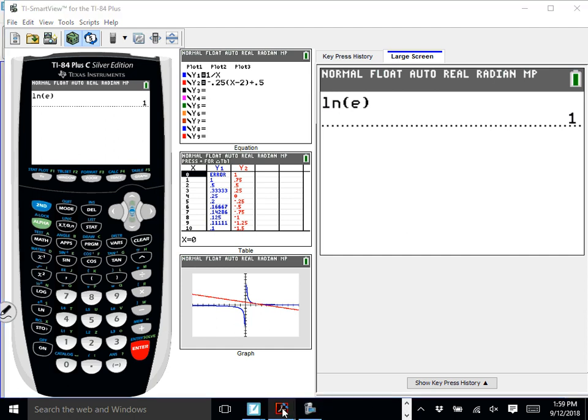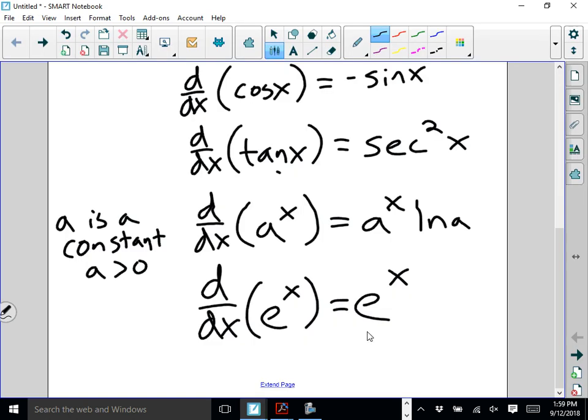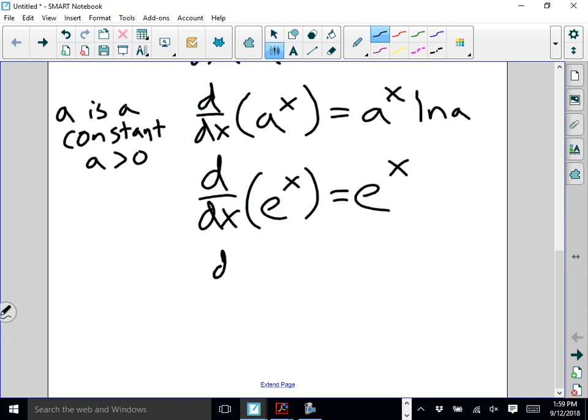Okay. One more that we're going to look at today is the derivative of the natural log of x. And the derivative of the natural log of x is equal to 1 over x.